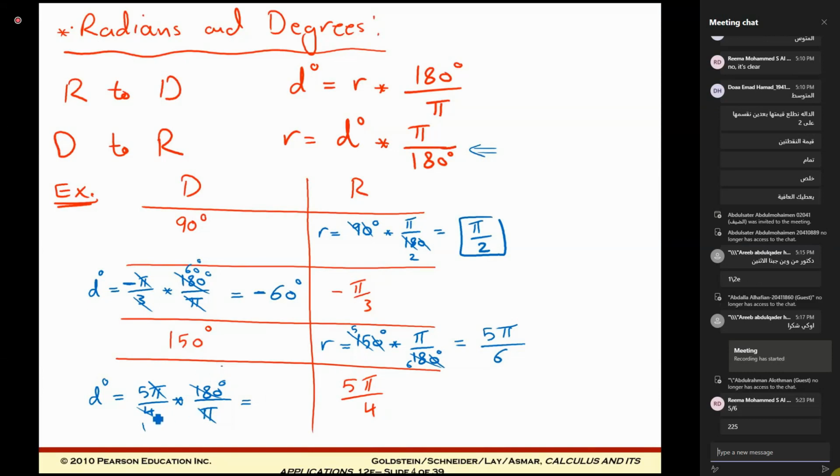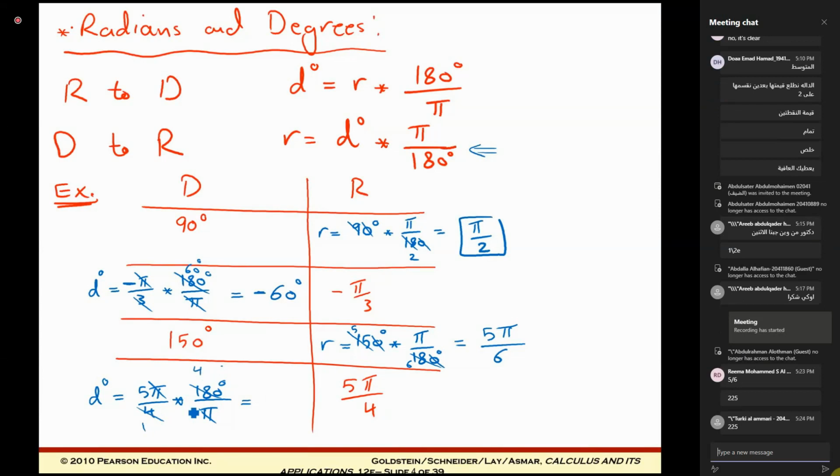180 over 4 is 45, sorry, 45 multiplied by 5, we have 225 degrees, like this. Okay, thank you.